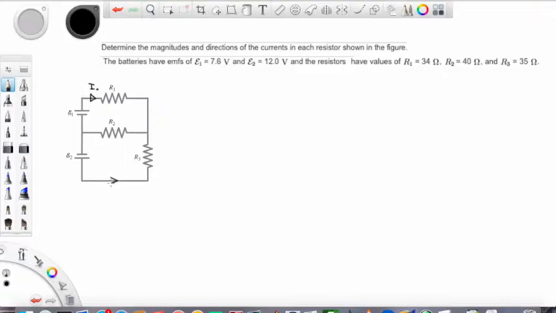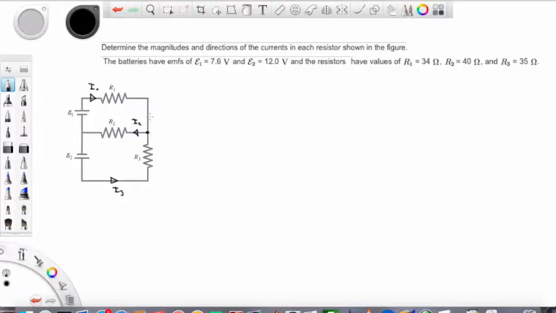So here we have I3, and it just leaves the positive terminal. That's the thinking here. And here we have I1, I3. They both combine in this junction, and they have nowhere else to go except this direction. So we call this one I2.